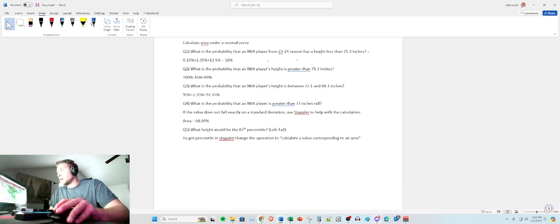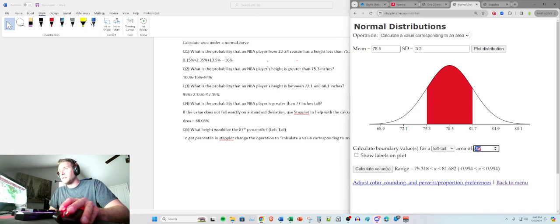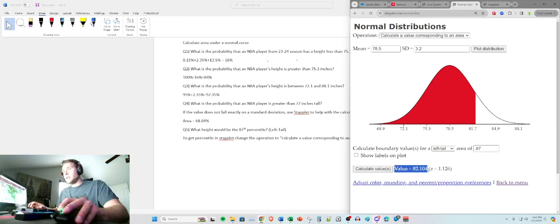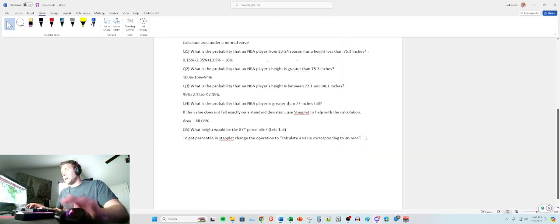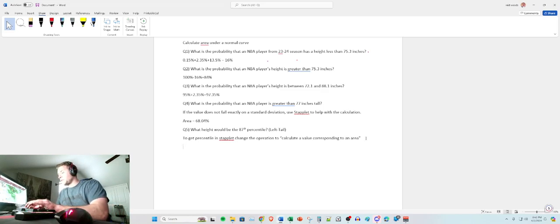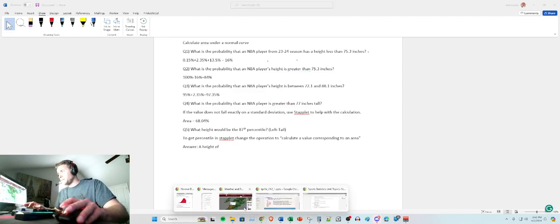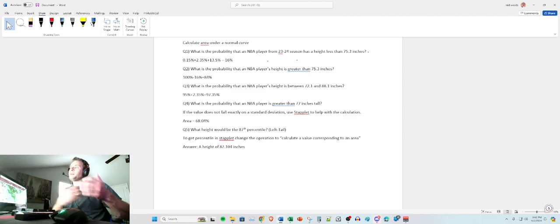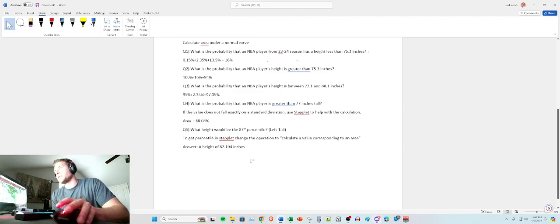We get our value by choosing left tail, and we put in 0.87. And so there it is. That is the 87th percentile, and here's the value for that. So you can write that down. We'll say answer, a height of 82.104. We'll write it as it is, 82.104 inches. That would be the 87th percentile for height in the NBA for this year.